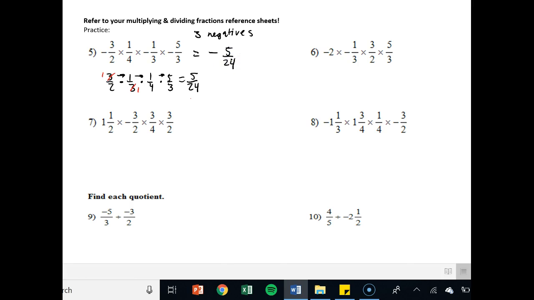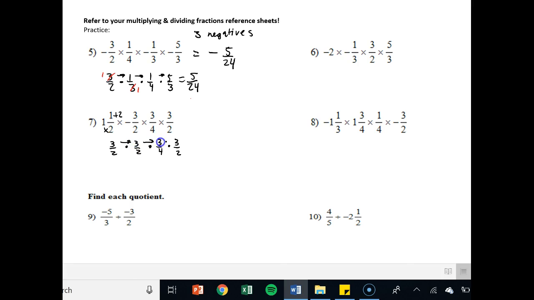Okay, again, you're just using the commutative property of multiplication to rearrange stuff. So 1 and 1/2, obviously change it to an improper fraction first. So you got 3 over 2 times 3 over 2 times 3 over 4 times 3 over 2. So anything I can cross cancel here? Nothing here, nothing here. Nope, doesn't look like it. Even if I rearrange stuff, it doesn't look like I can cross cancel anything here.